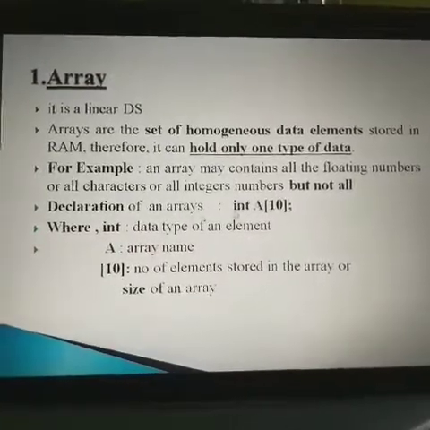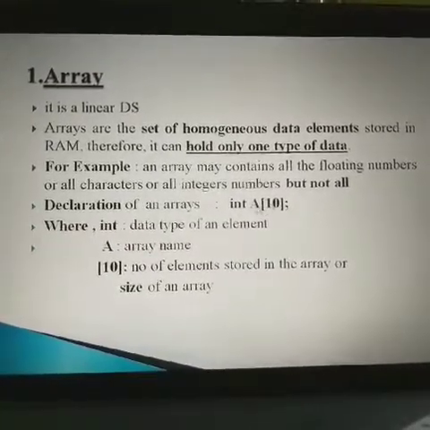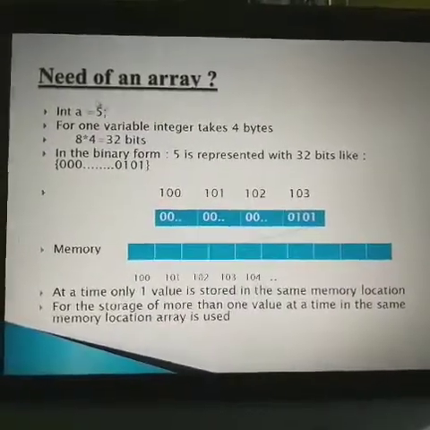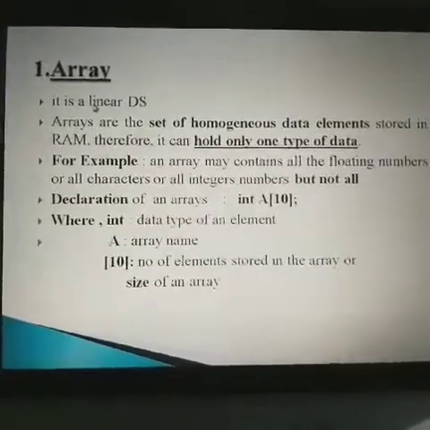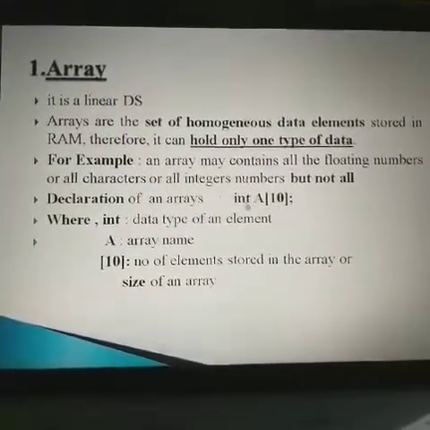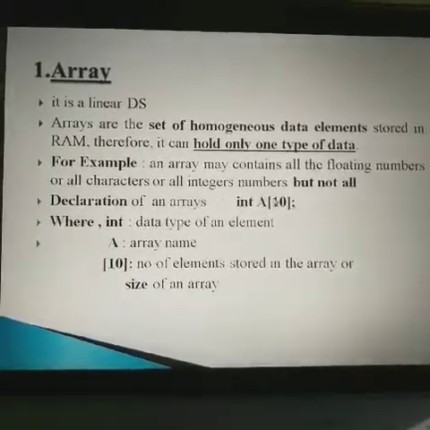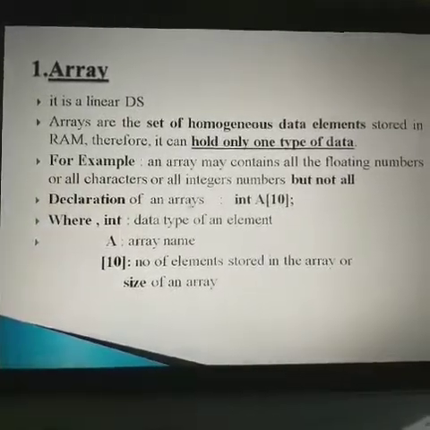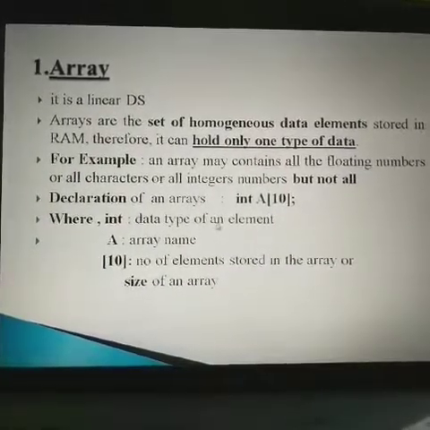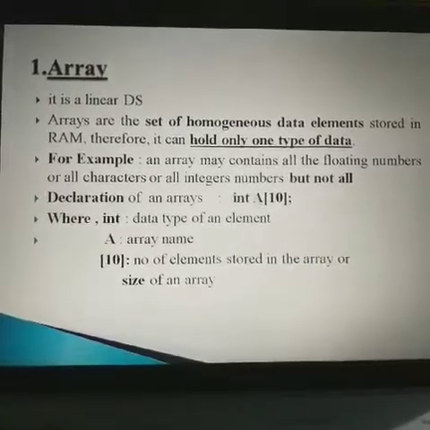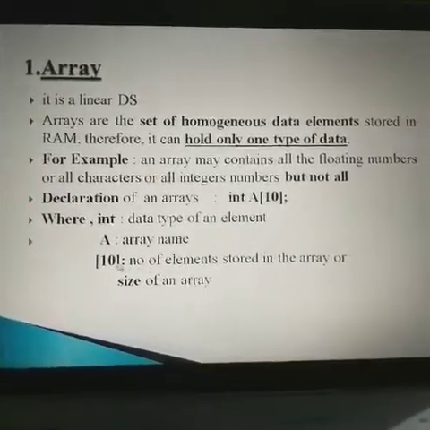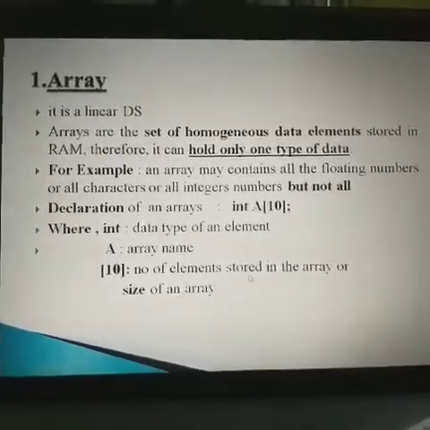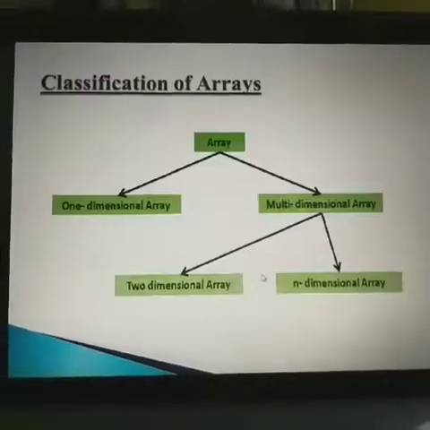For example, this is a declaration of an array: int a[10]. Previously we mentioned the value of a equals 5. This is a single value. For the 10 values we represent this by using the array like int a in square brackets. In between we mention the total number of elements, that is 10. Int is the data type of an element. A is the array name or the variable name. 10 represents the size of the array or the number of elements it can store.